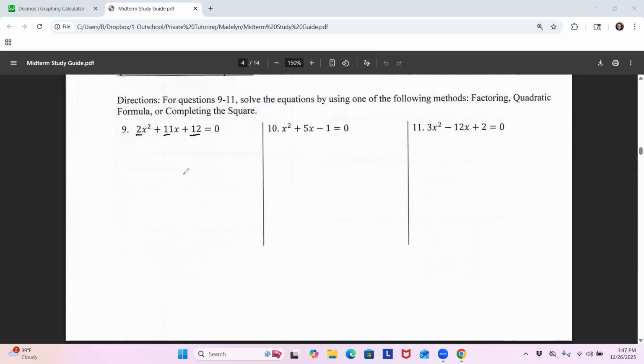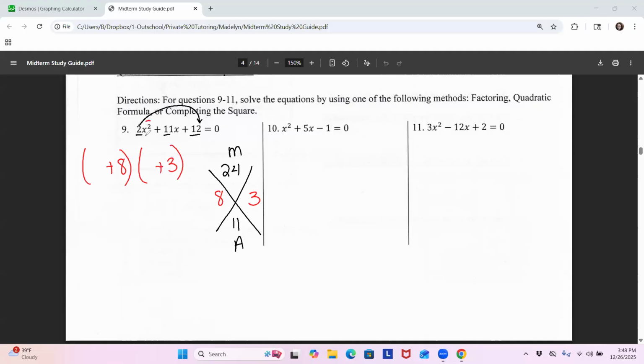Check for GCF. No greatest common factor. I'm going to factor with the magic X. If you factor differently, go for it. I take the first number times the back number, so that'll be 24, and I put the middle number here. What multiplies here adds here. Yay, this one does factor. So 8 times 3. Set up your two factors. Positive 8, positive 3.